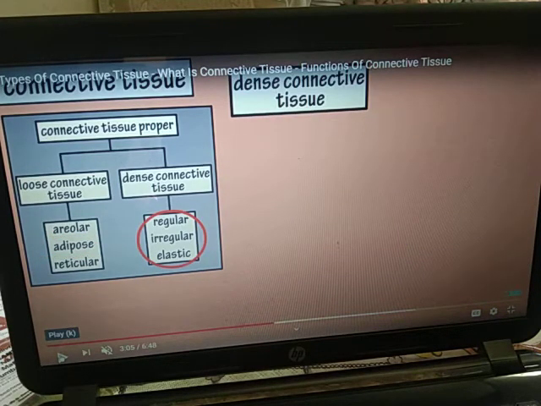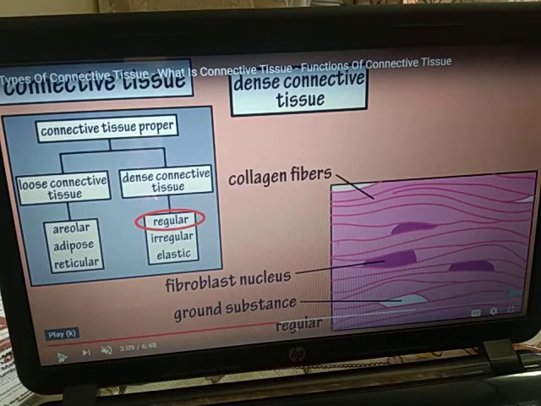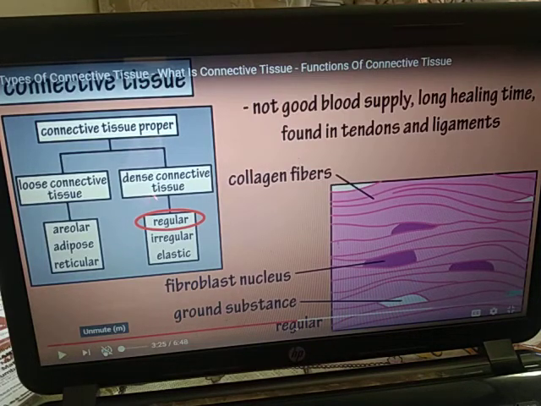Now let's come to the dense connective tissue. In this we have the regular, irregular and elastic tissues. Under this we have the collagen fibers, fibroblast nucleus, ground substance. This tissue is present in the tendons and ligaments, and they get less amount of the blood supply.